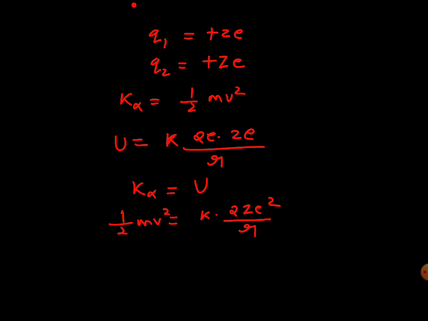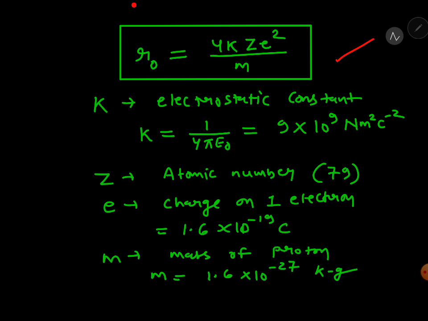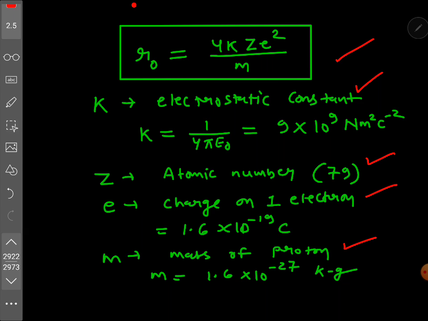If we calculate, this r will be represented by r naught, the distance of closest approach. So we get r naught is equal to 4kZe square upon mv square, and this is the formula of distance of closest approach, where k is the electrostatic constant. You know that's 9 into 10 to the power 9 newton meter square per coulomb square.